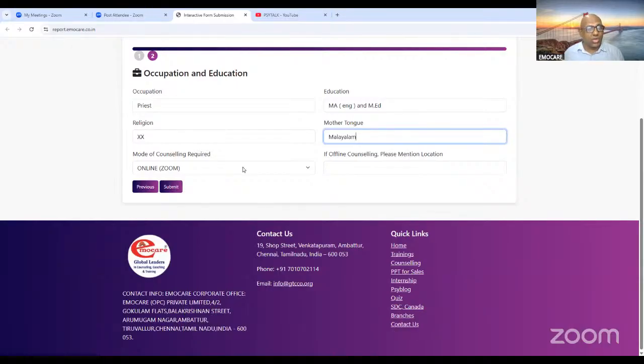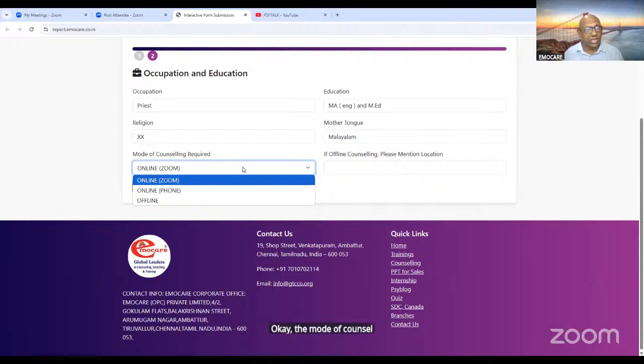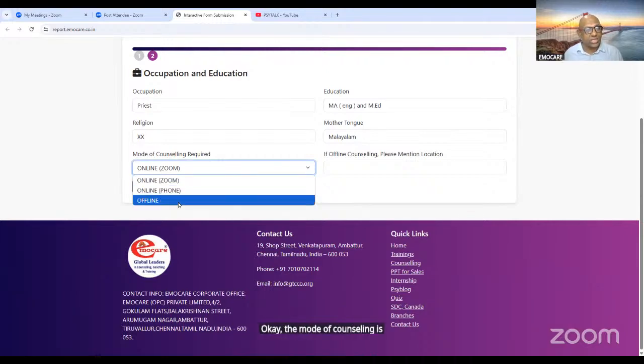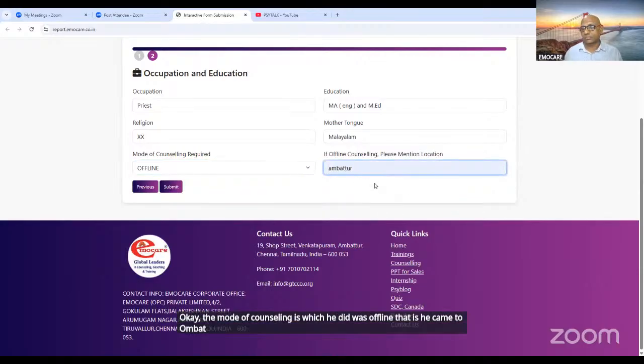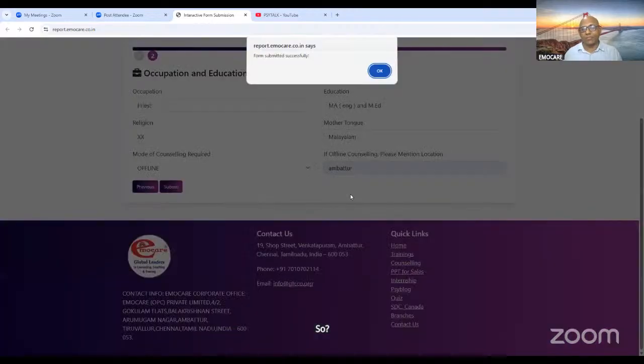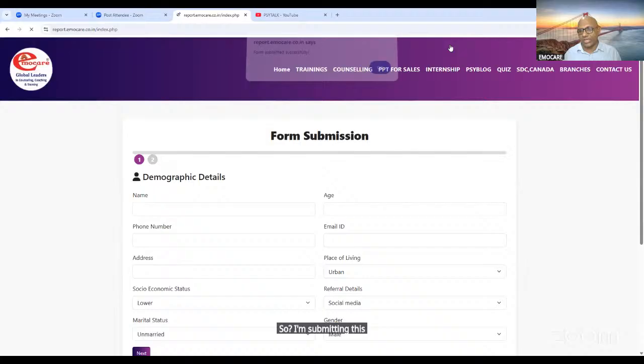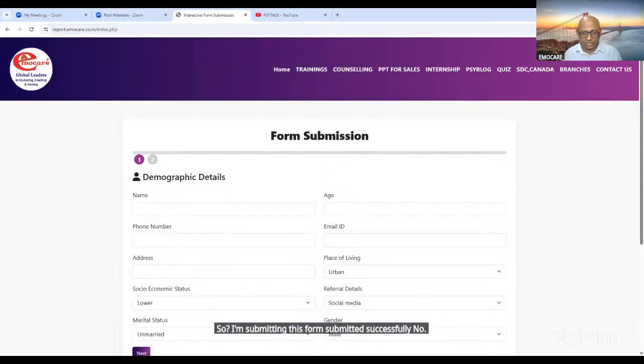The mode of counseling which he did was offline. That is, he came to Ambattur. So I am submitting this form. Submitted successfully. Now I'll be going to the actual form. One second, I'm opening the other form.